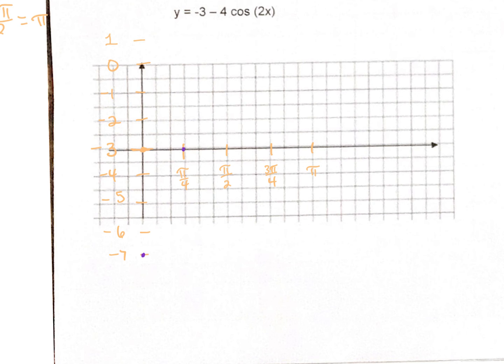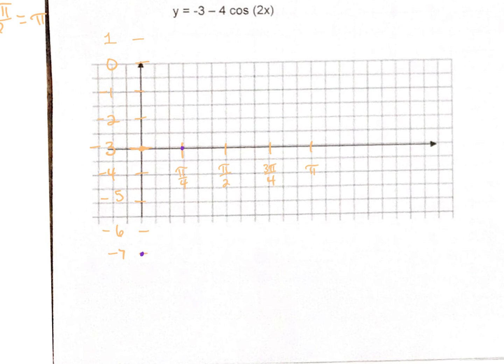At pi over 2, at this next point, I'm going all the way up 4, and then back to my midline, and then back down to below. And there's the shape of that one.